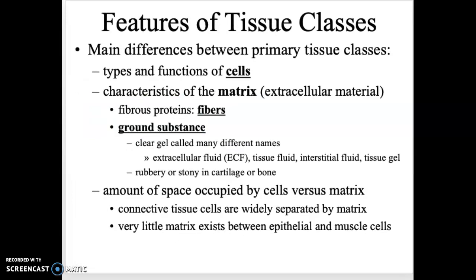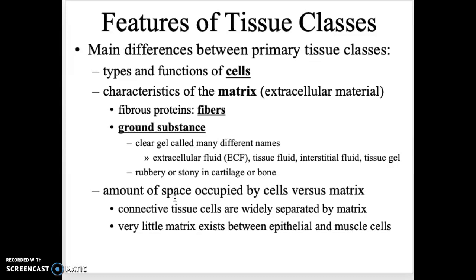So in order to distinguish between different tissues, we look at a few different things. So main things, look at the different types of cells present. Look at the characteristics of the matrix. So the matrix is anything outside of the cell. So outside of the cell we have fibers and we have ground substance. You guys may have heard of ground substance. It's called extracellular fluid. The matrix is everything that's not the cell.